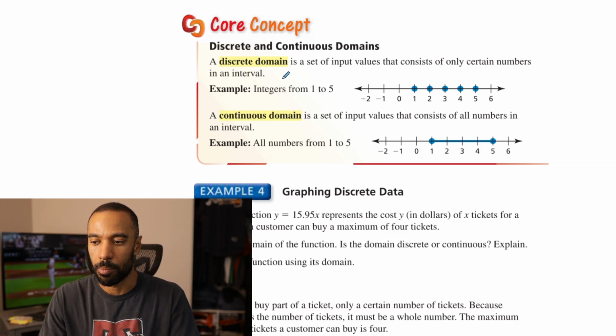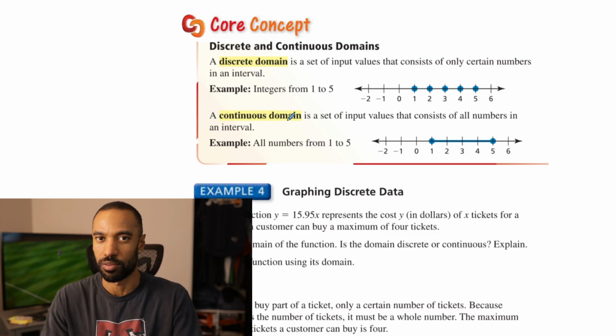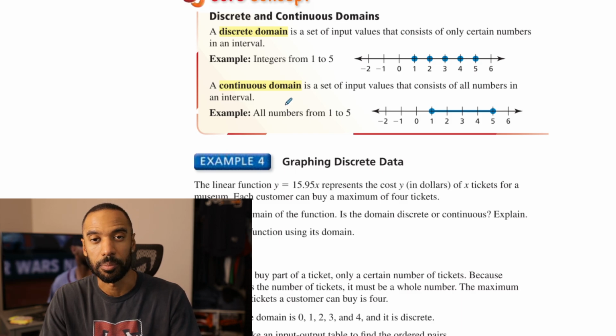So with respect to domains and such, they'll probably talk about this is written as a list, this is written as a compound inequality or some sort of inequality, or all real numbers. Depends on the question.